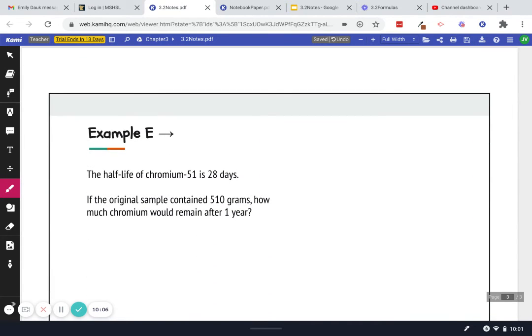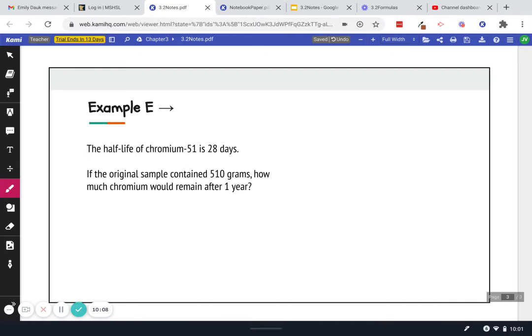We had one more variation on that AF formula, and it was about half-life. So here's a half-life question. The half-life of chromium is 28 days, 4 weeks. The original sample contained 510 grams of chromium. How much would remain after 1 year?